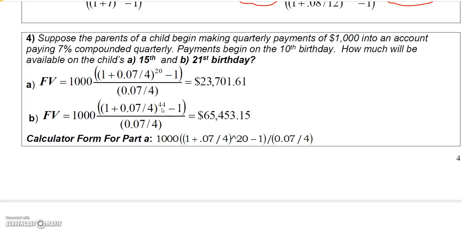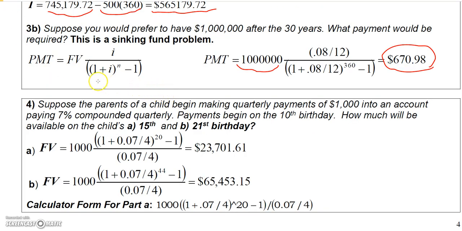And then it also says do it for the 21st birthday, but all that changes is that instead of doing it for 5 years, now you'd be doing it for 11 years. So if you make the payments for 11 years, then this value would change to 44, because 11 times 4 would be 44. And you would obviously get more money, $65,453.15.